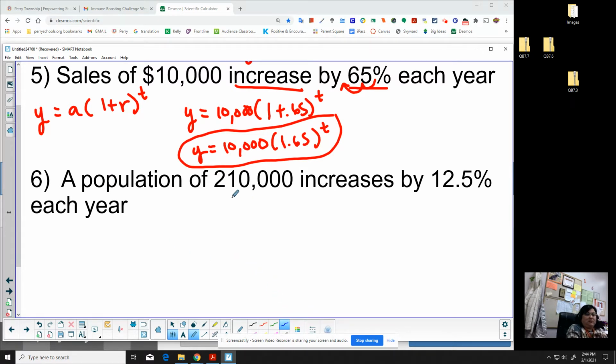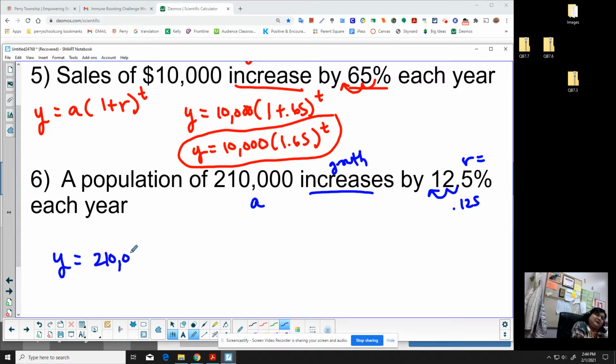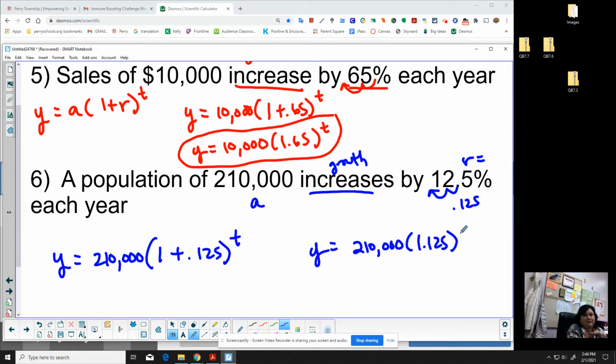So my population is 210,000. That's my A. It increases, so it's growth. 12.5% is going to be my R, and I'm going to move the decimal up 2 places. So 0.125. So Y equals 210,000 times 1 plus 0.125 raised to the T. So for my final answer, all I have to do now is add what's in the parenthesis, and that's going to be my answer right there.